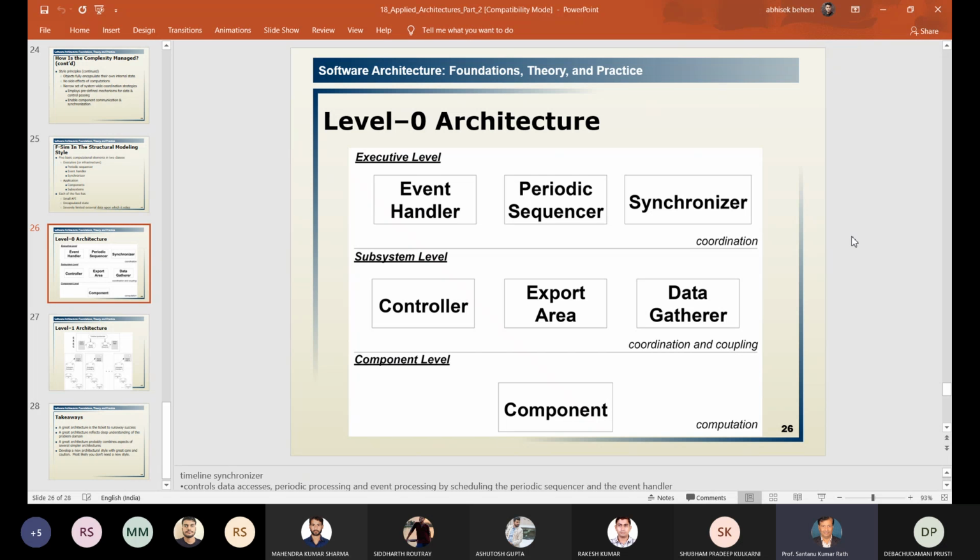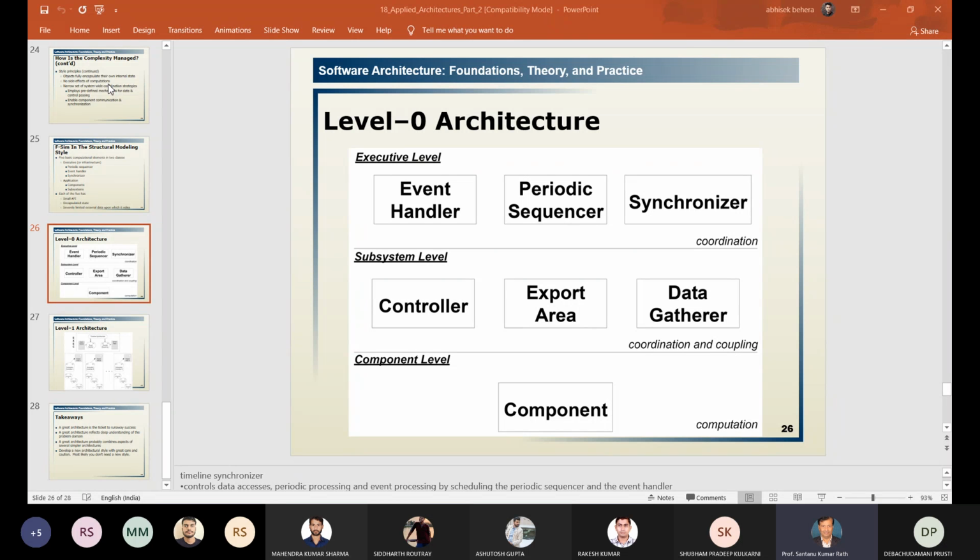Next slide. Here you see level 0. What do you do in your DFD? Level 0 is the initial one, what you plan for the future. Just identify the basic blocks: the executive level, the subsystem level, then the component level. They are planning what we will be putting in. This is the level 0 architecture. Then in level 1, they are breaking that further.